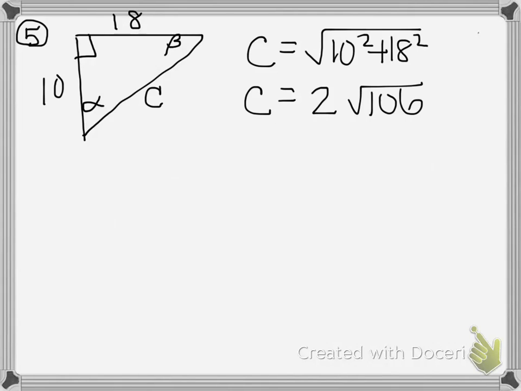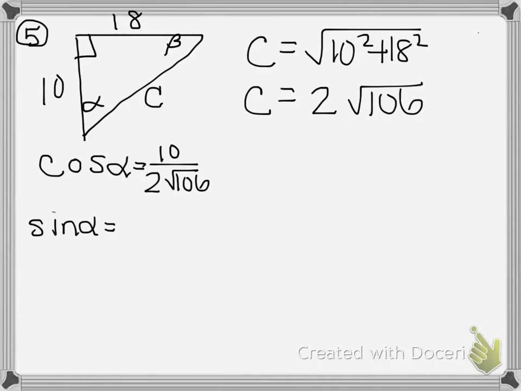Okay, continuing with this idea, we could solve for alpha or beta. It doesn't matter which. I'm going to choose to solve for alpha, and in doing so, I get that cosine alpha equals adjacent, which is 10, over hypotenuse, 2 root 106. Likewise, we could have said sine alpha equals 18 over 2 root 106.